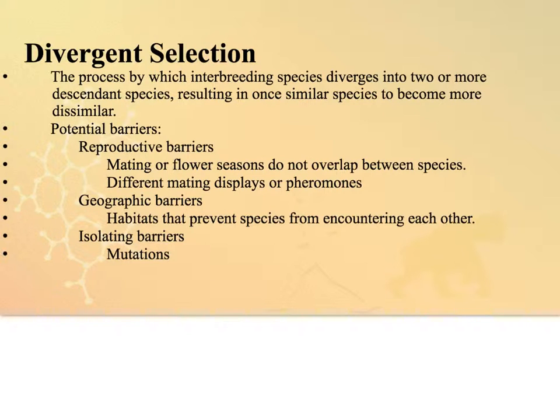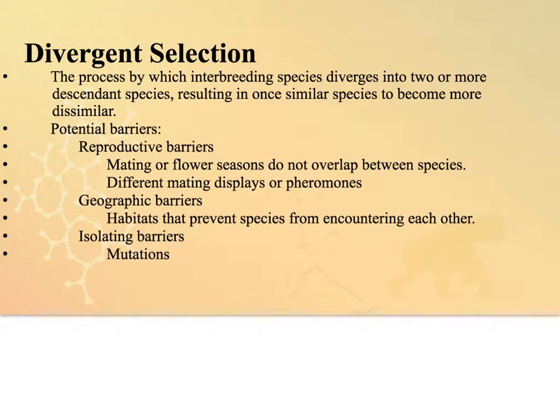There are potential barriers such as reproductive barriers, geographical barriers, and isolating barriers. Reproductive barriers are when mating or flowering seasons do not overlap between species, or they may display different mating rituals or release different pheromones that may seem unattractive to the other. Geographical barriers are physical barriers where habitats prevent species from encountering each other.